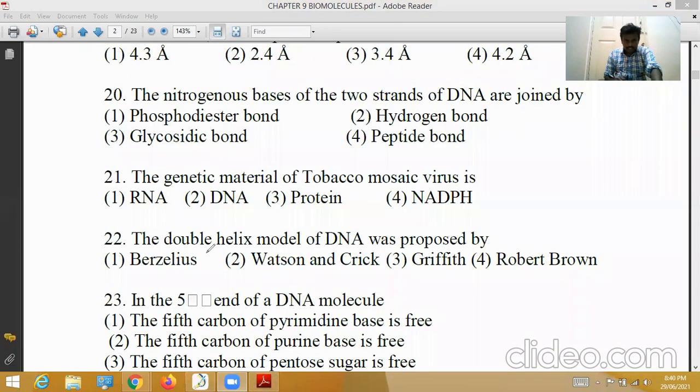Next, the double helix model of DNA was proposed by Berzelius. It is a wrong option. Watson and Crick, it is the correct option. Griffith, wrong option. Raptor, it is a wrong option. Robert Brown, it is a wrong option. The double helix model of DNA was proposed by Watson and Crick. So 22nd question, the correct option is 2.